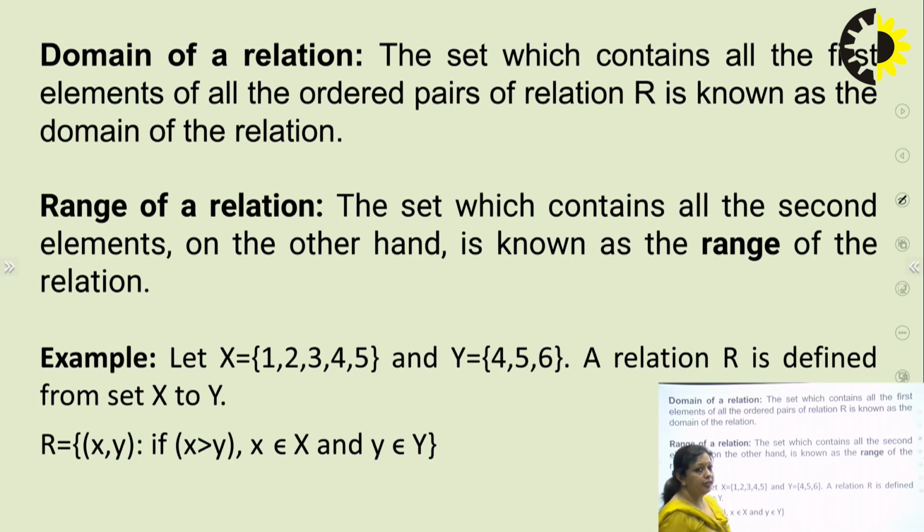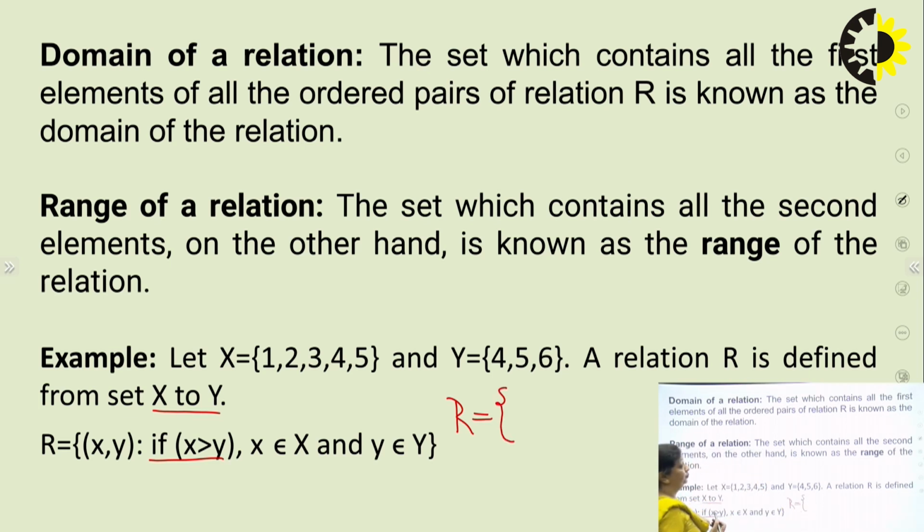If I have two sets X and Y, where my X contains 5 elements 1, 2, 3, 4 and 5, and the second set Y contains 3 elements, that is 4, 5 and 6. Now here the relation R is defined from X to Y. And what does the definition of this relation say? It says that R is going to contain all the (x, y) pairs, where small x belongs to capital X and small y belongs to set capital Y. But the condition is that the value of x is going to be greater than y.